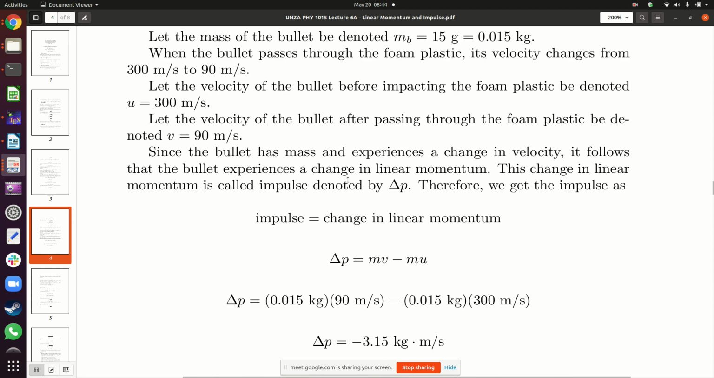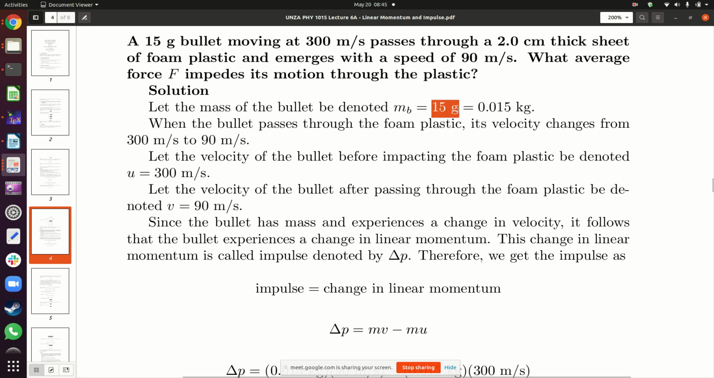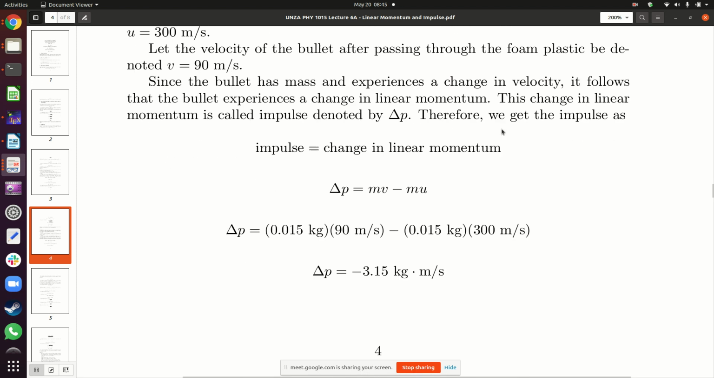So we'll start with, first of all, working out what the impulse is. The impulse is just the change in linear momentum. And that's what you have here. The change in linear momentum, delta P, is going to be the mass multiplied by the final velocity minus the mass multiplied by the initial velocity. The mass of the bullet is 15 grams, but you don't do your calculation in grams, you have to do your calculations in kgs. So you change your 15 grams into kgs, that's what you have there.